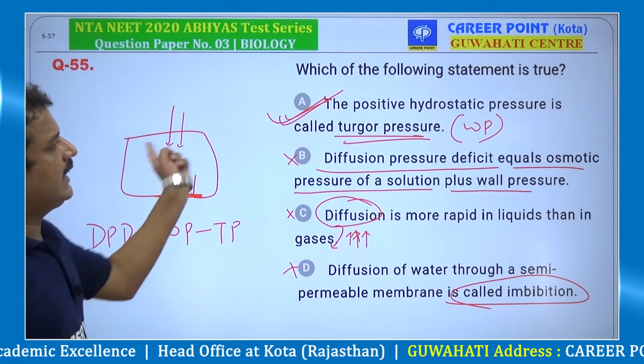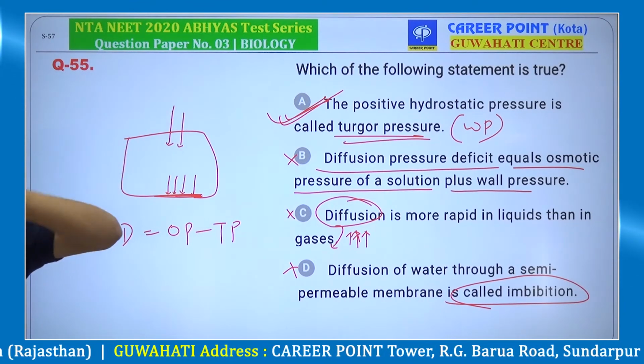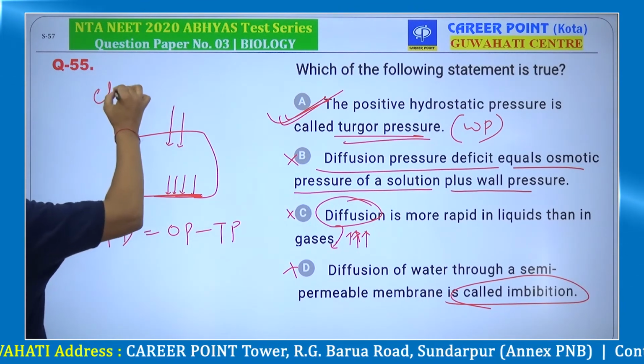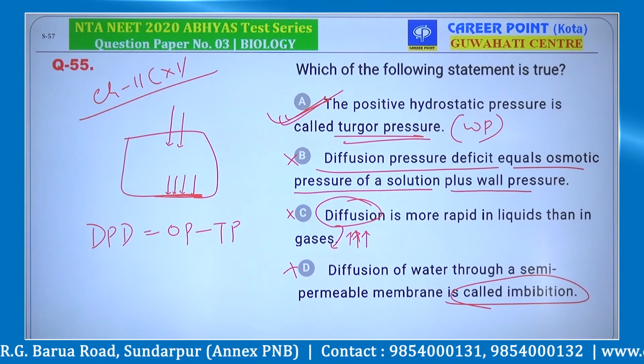So which of the following statements is true? That means the positive hydrostatic pressure is called the turgor pressure. Okay. So this is also from the chapter 11, class 11, transport in plants. Next.